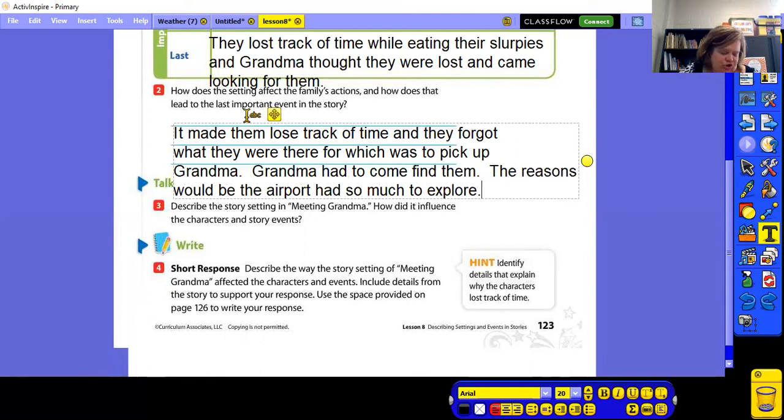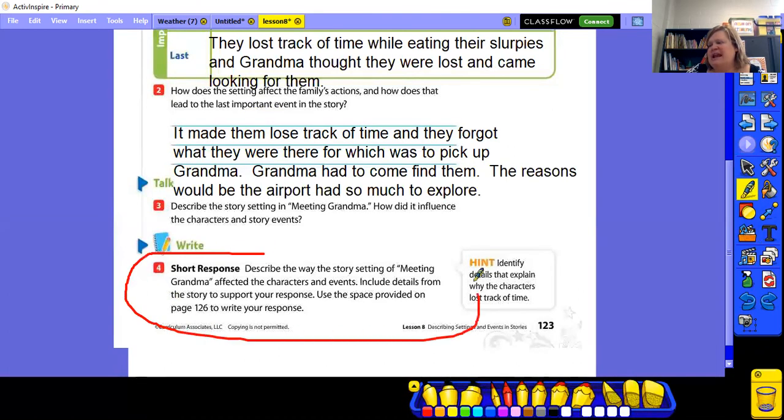All right, so now your job is on a piece of paper to describe down here at the story response. So we want you to describe the story setting of meeting Grandma and describe the way it affected the characters and events. Include details from the story to support your response and use, well, not use the space because you don't have it, but use a piece of paper. Then you need to take a picture and email that back to your teacher. Use some of the information we put in our chart and on our question number 2.